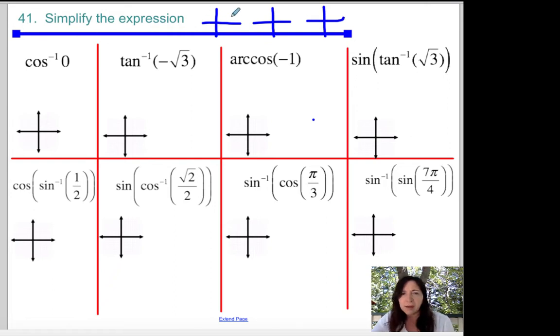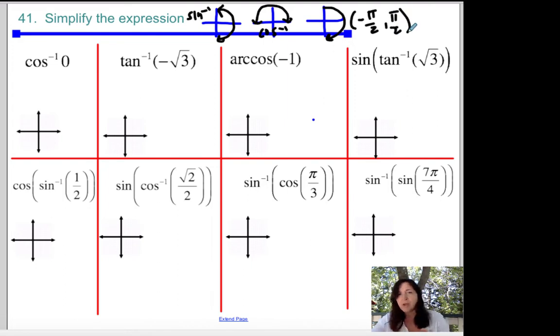Okay, for sine, arc sine can only be from negative pi over 2 to pi over 2. Arc cosine can only be from 0 to pi. And arc tangent can only be from, not including, negative pi over 2 to pi over 2. So those are my restricted domains. You've got to be very careful with that.